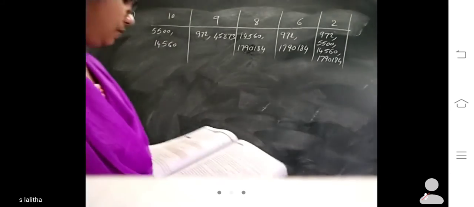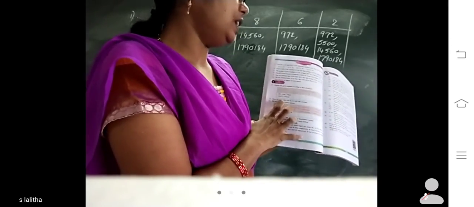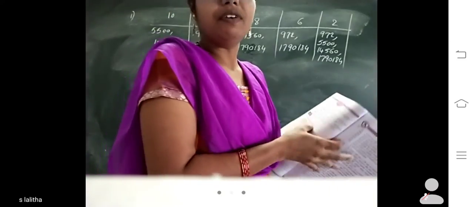Next, second question. Write the divisibility rule by 11 with one example. So you have to write the divisibility rule by 11 and write one example. Okay.